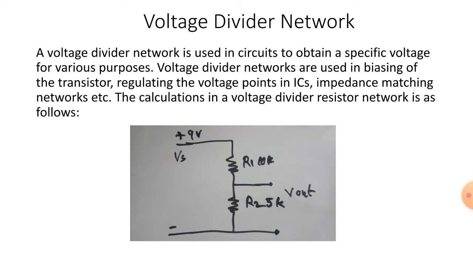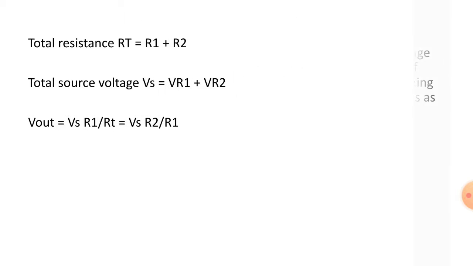Voltage divider network. A voltage divider network is used in circuits to obtain a specific voltage for various purposes. Voltage divider networks are used in biasing of the transistor, regulating the voltage points in ICs, impedance matching networks, etc. The calculations in a voltage divider resistor network are as follows. Total resistance RT equal to R1 plus R2. Total source voltage Vs equal to VR1 plus VR2. Vout equal to Vs R1 by RT equal to Vs R2 by R1.